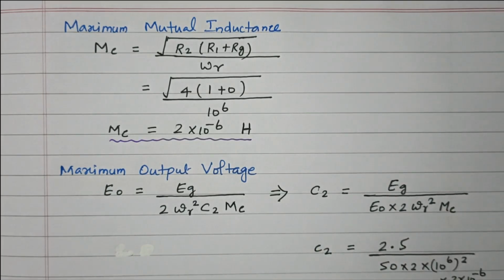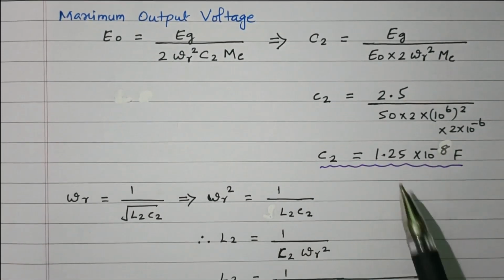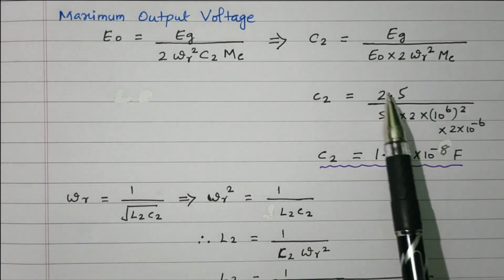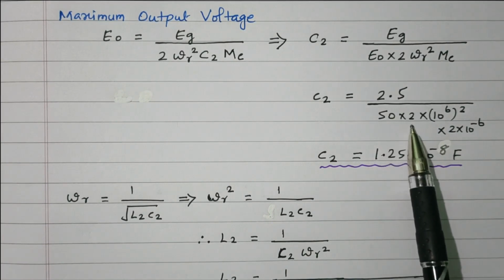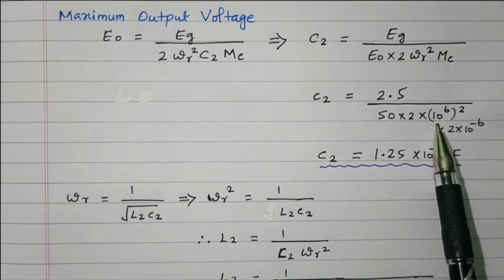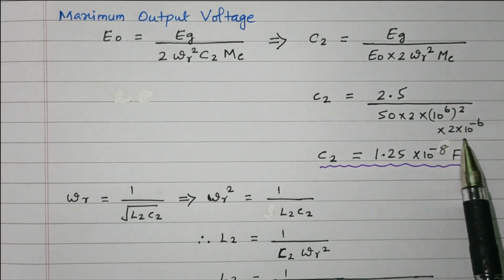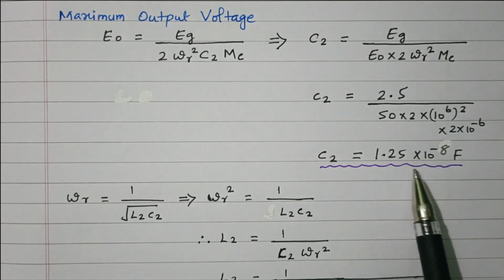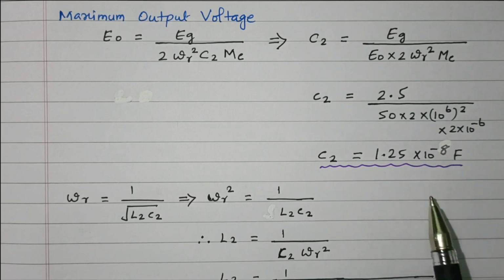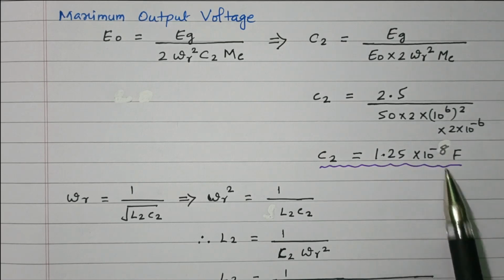See, all these values are known. We will substitute all the values. So Eg is 2.5, just now we calculated, divided by E0 given as 50 into 2, the resonant frequency 10 to the power 6 square, and MC what we calculated, 2 into 10 to the power minus 6. While simplifying we got 1.25 into 10 to the power minus 8 farad. So the C2 value is 1.25 into 10 to the power minus 6 farad.